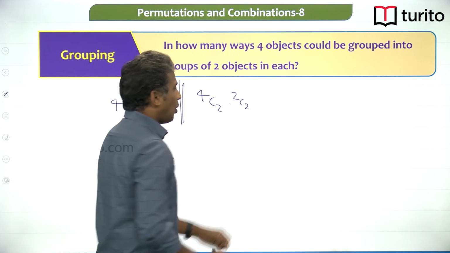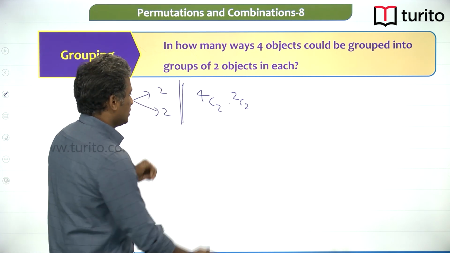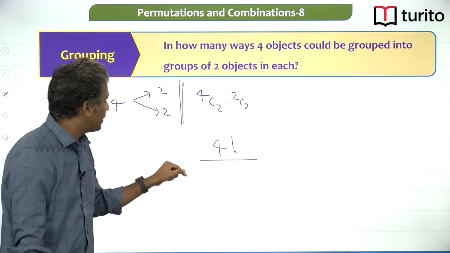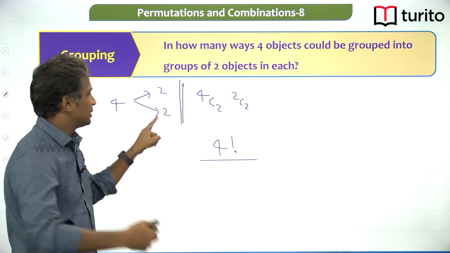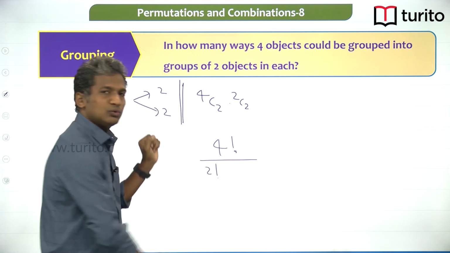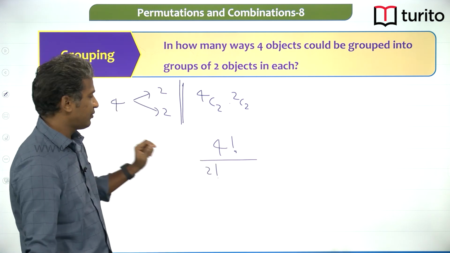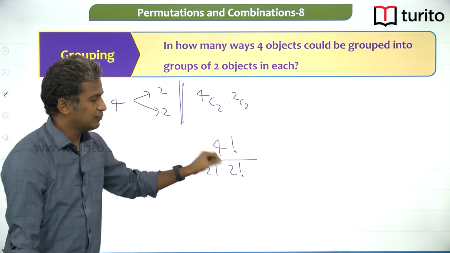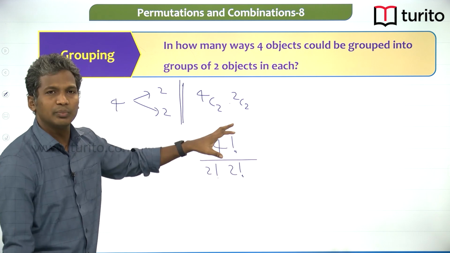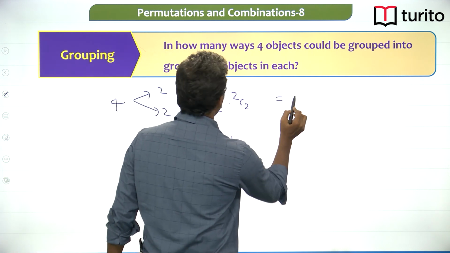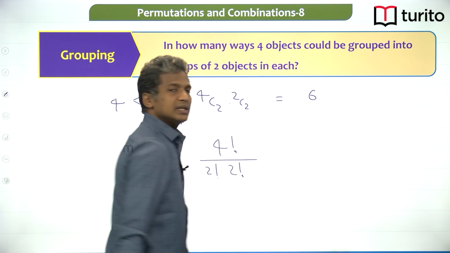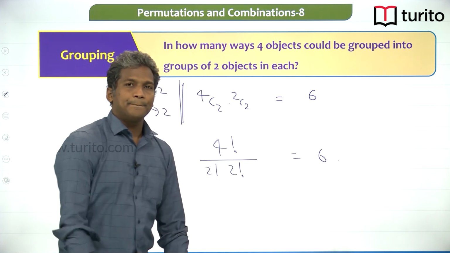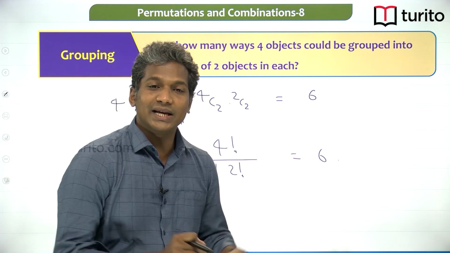Or if we go by the formula, it will be 4 factorial, that is the total factorial, divided by factorial for each group. So, there is one group which is having 2 objects, so 2 factorial. Other group is having 2 objects, 2 factorial. Now, what is this number going to be? So, let me just simplify this and write 4C2 is going to be 6. So, this number is going to be 6. But this is wrong. Why is it wrong?